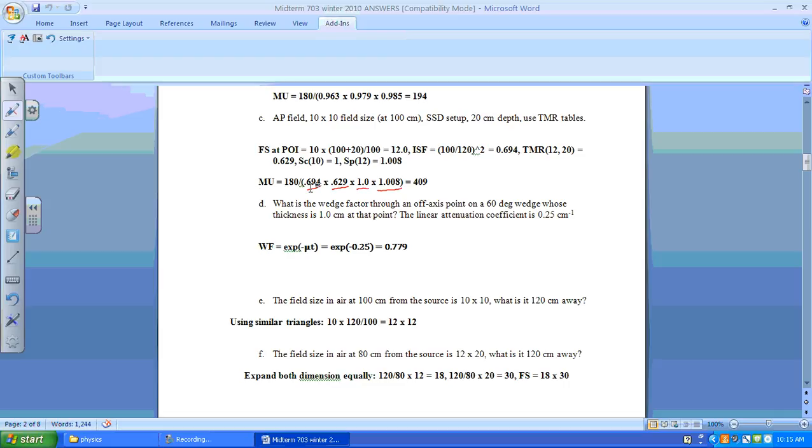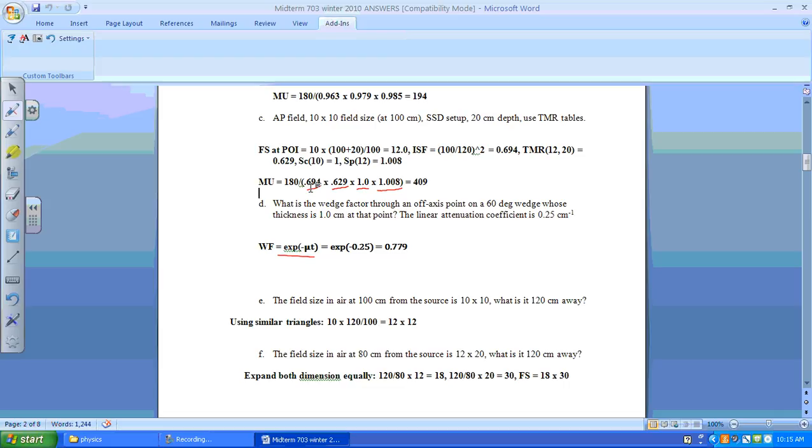Okay. Next question. What is the wedge factor through an off-axis point on a 60-degree wedge whose thickness is 1 cm at that point? So I give you a thickness, and I give you a linear attenuation coefficient. So right there, you have to think, well, maybe I should be using this attenuation correction formula. So the wedge factor is equal to e to the minus mu t. Mu is 0.25, t is 1. So wedge factor is 0.779. I think you guys all got that.